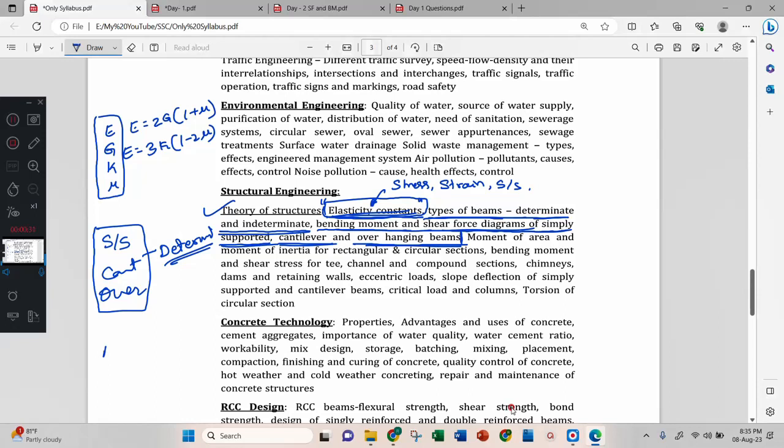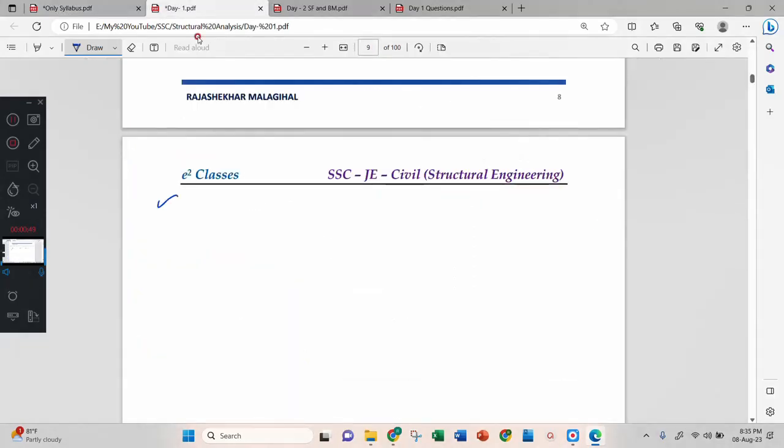Why? Because the indeterminate structures concept will come in B level. For prelims paper 1, we will study only determinate structures. Now, after this syllabus, first we will study types of supports.